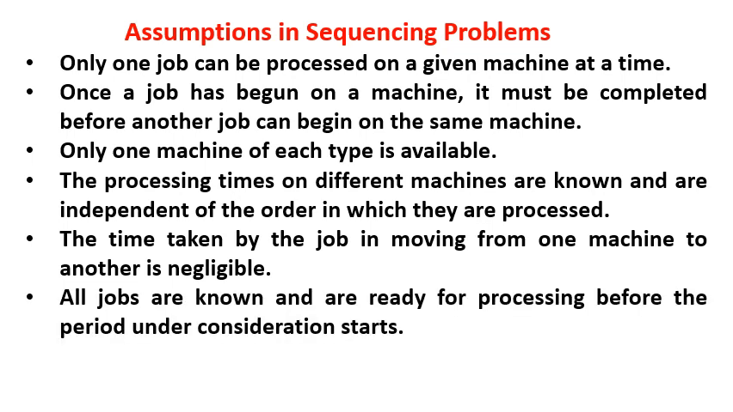All jobs are known and are ready for processing before the period under consideration starts. So we know very clearly what the jobs to be done are. The processing times we have already discussed in one of the previous assumptions. Processing times are known, and the jobs are ready for processing. That means no wastage of time. Once machine A is available, the jobs will be loaded into the machine for processing. No waiting there. Once the machine and the jobs are ready, the job will straight away get loaded into the machine. Correct?